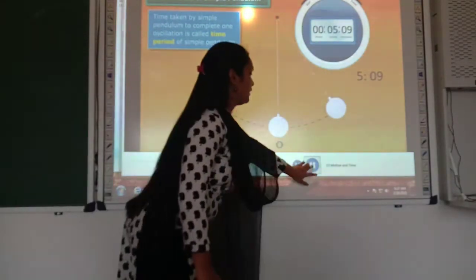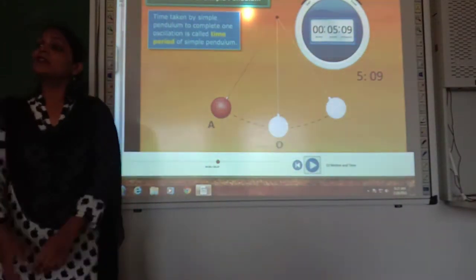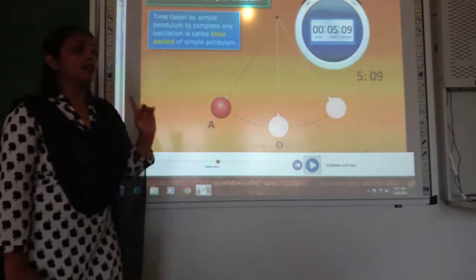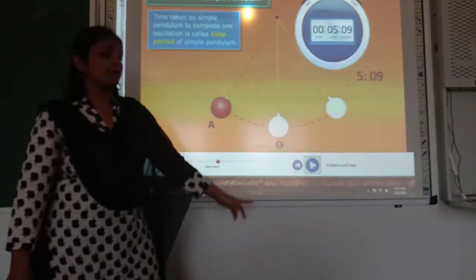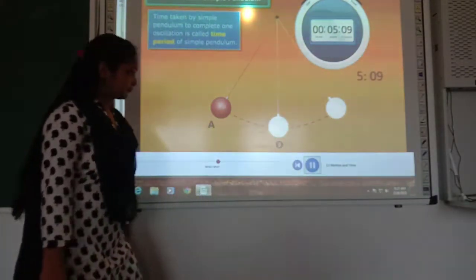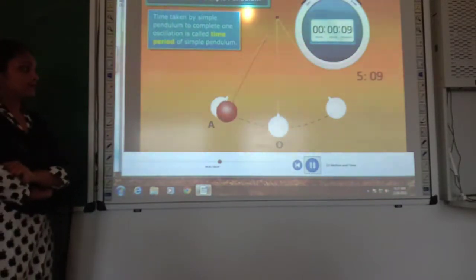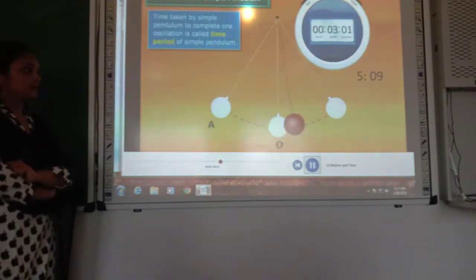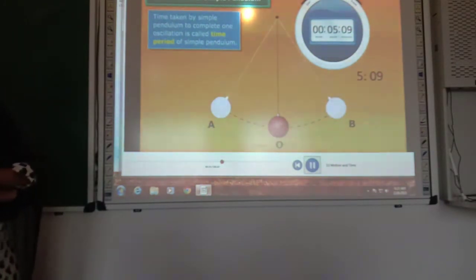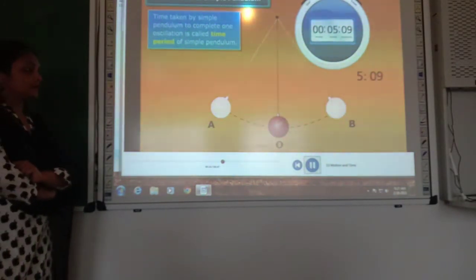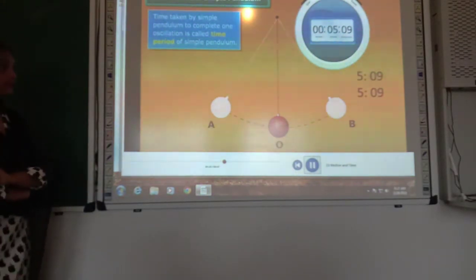Repeat the activity. How much is the time period? 5 seconds. Okay. This is the time period for one oscillation. For one oscillation, the time period is 5 seconds. This time, start from the equilibrium position O. Note the time taken by the pendulum to complete one complete oscillation from O to A to B, B to O. The time so recorded is the time period of the simple pendulum.